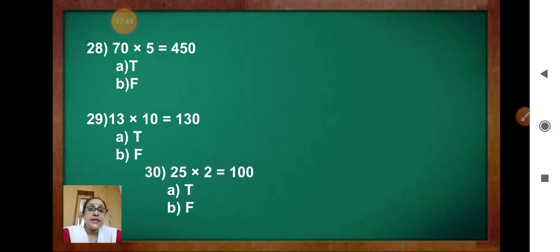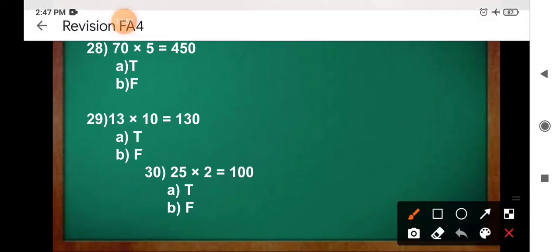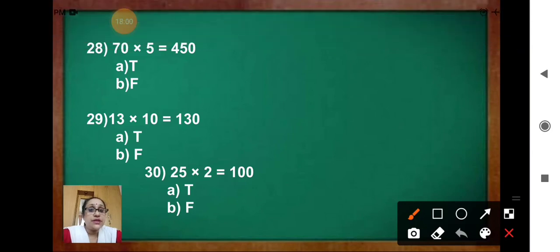Question 28. 70 into 5 equal to 450. True or false? Now you do the multiplication. True or false? It is false. When you multiply 70 by 5, you are getting 350. So it is false. You do the rough work and then write the correct answer. Okay. Question 29. 13 into 10 equal to 130. Yes, correct.